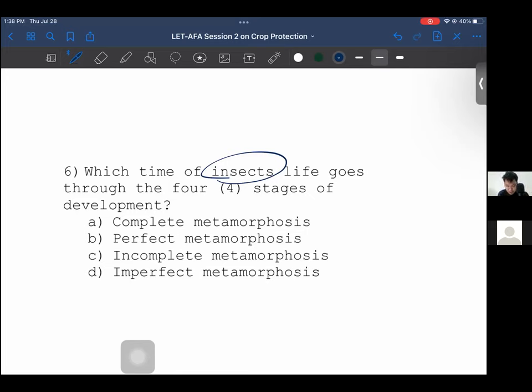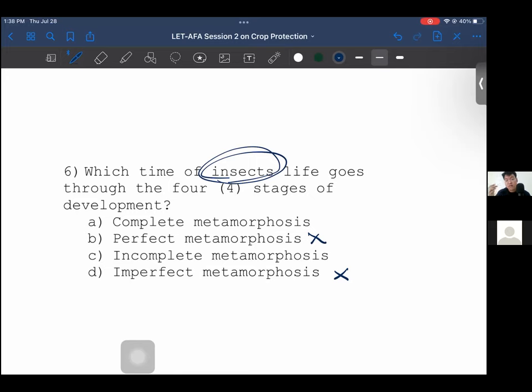Kasi ito, they are talking about insects. And if you know about insects, they do not have this. So, panggulo lang yan. Yung perfect tas yung imperfect. Because those terms are terms that we use in plant breeding. Perfect flower or tama ba? Oh, tama. Perfect flower, imperfect flower, incomplete flower, complete flower. Ayan. So, dito sa insect, ang pwede lang dito is complete or incomplete.